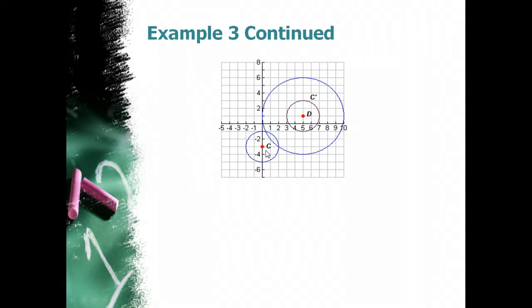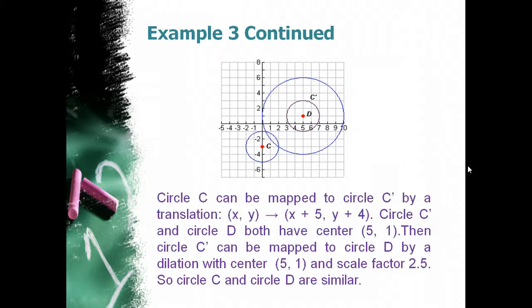For the second one, we can first of all map circle C to have the same center as D. And then we're going to have to blow it up, or dilate it, to be the same size as D. So we would say (x + 5, y + 4) to move circle C to C'. And then we find that the dilation factor is 2.5. And they are similar.